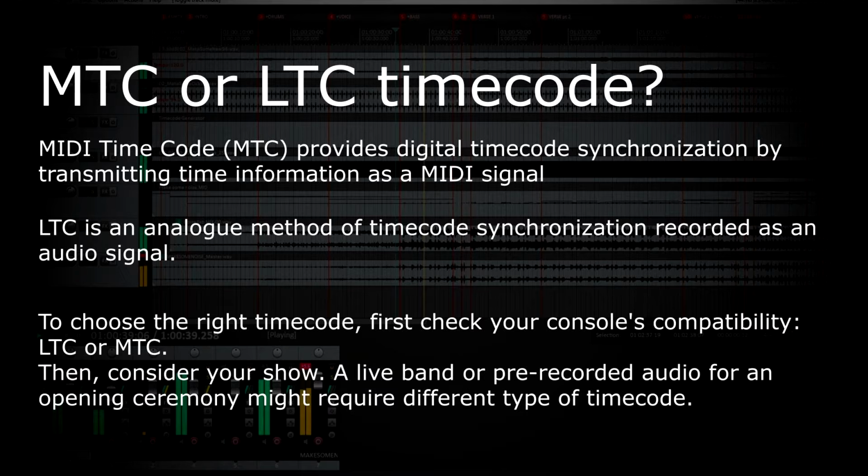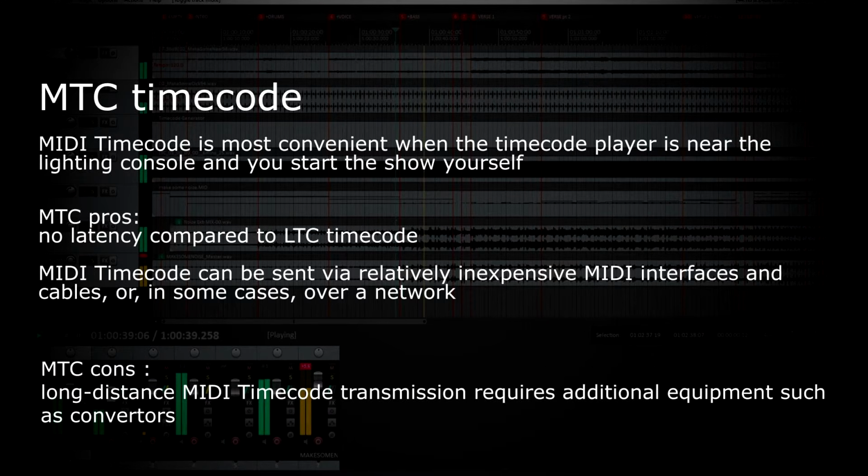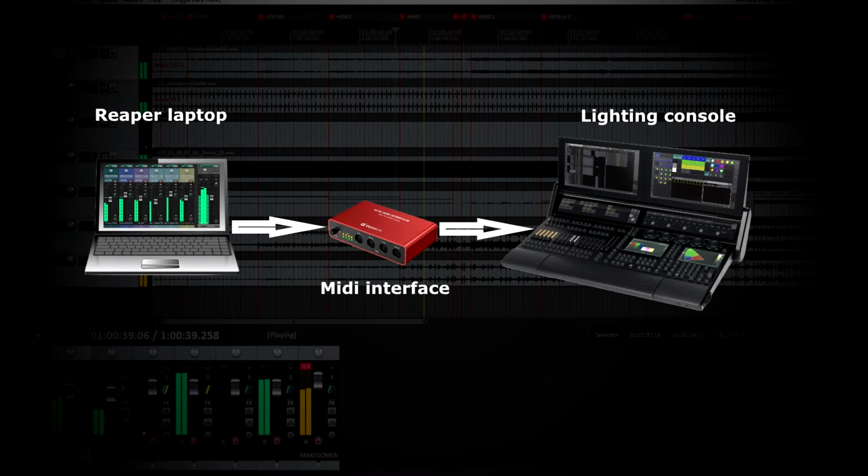Then consider your show. A live band or pre-recorded audio for an opening ceremony might require a different type of timecode. From my experience, MIDI timecode is most convenient when the timecode player is near the lighting console and you start the show yourself. The advantage of using MIDI timecode is no latency compared to LTC timecode, and also MIDI timecode can be sent via relatively inexpensive MIDI interfaces and cables, or in some cases over a network. However, long-distance MIDI timecode transmission requires additional equipment.